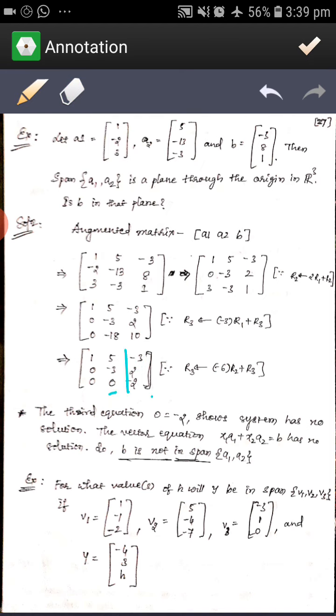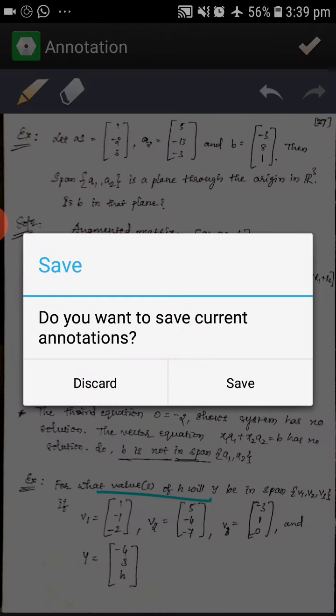So if you get a nonzero b here, then the system has no solution. Okay, we will take the next problem.